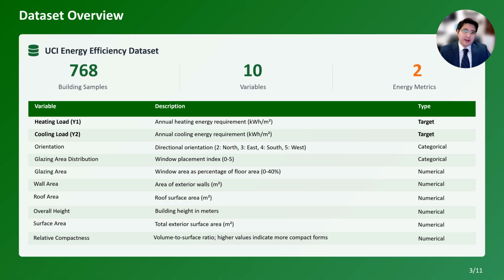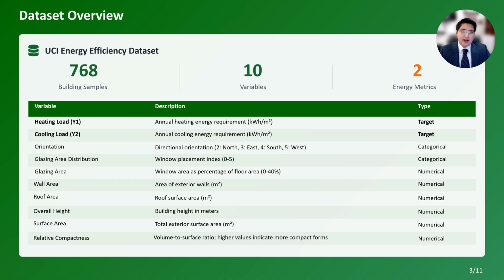So let's take a first look at our dataset. This dataset comes from the UCI Energy Efficiency dataset, which has 768 samples, with 10 variables, where 2 of them are going to be our target variables. The 2 target variables that we're going to focus on are the heating and cooling load, which represent the annual energy requirements for heating and cooling.